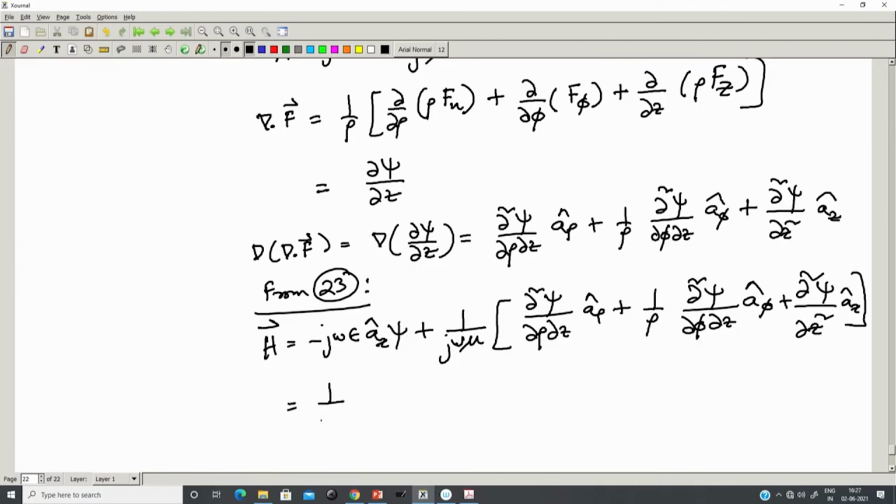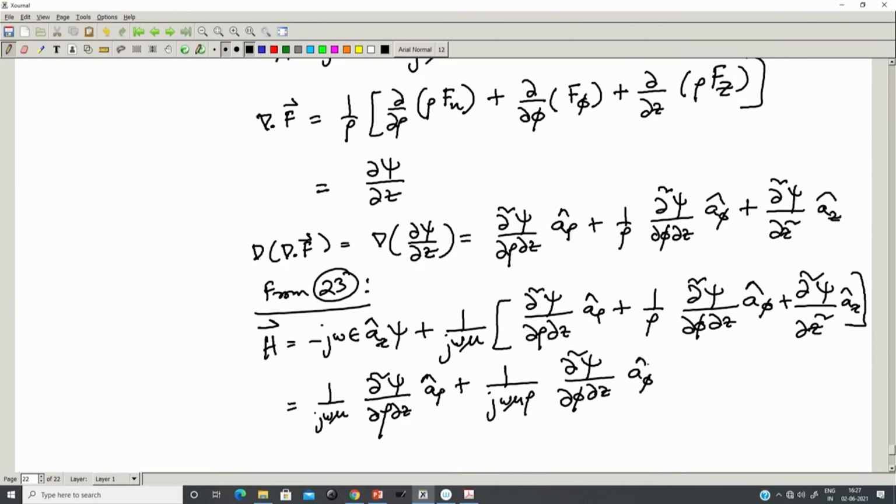That is 1 by j omega mu del square psi del rho del z a rho plus 1 by j omega mu rho del square psi del phi del z a phi plus 1 by j omega mu del square del z square plus k square psi a z.